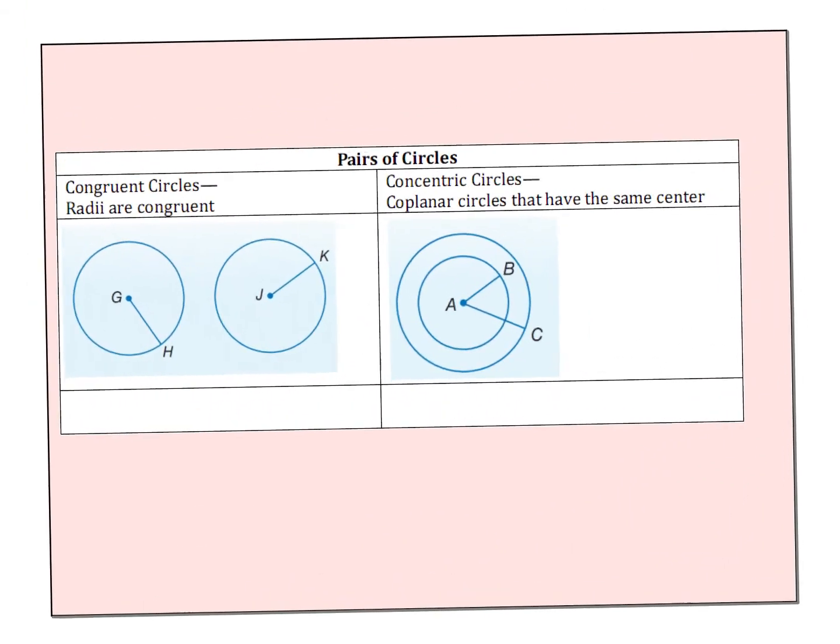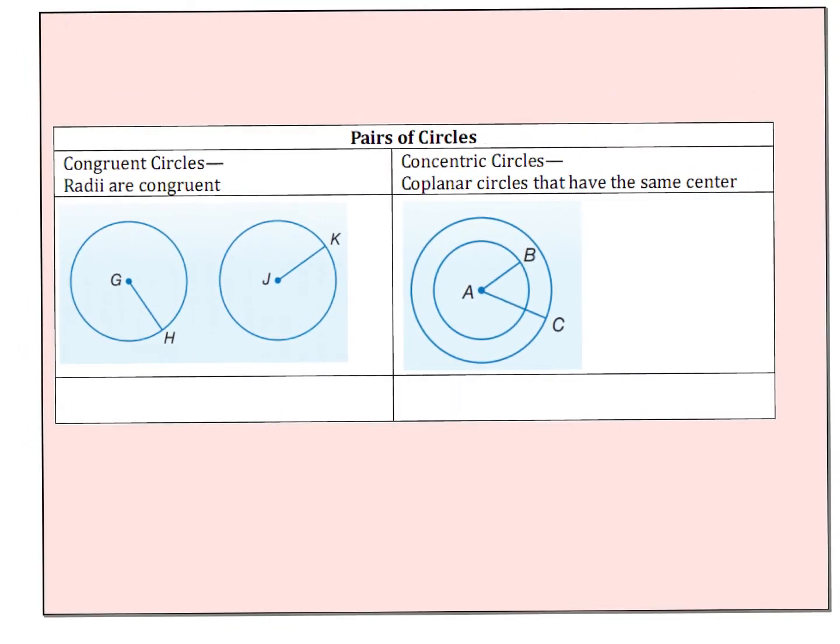Okay, so congruent circles basically are exactly what they sound like. They are the same size. The radius is going to be equal. So that means like GH, that radius would be congruent to JK. So each radius is going to be equal to another radius. Okay, so that's what congruent circles means. It means same size circles.